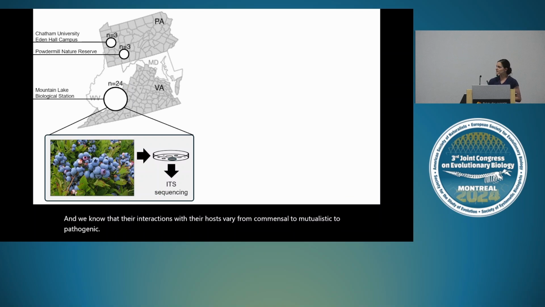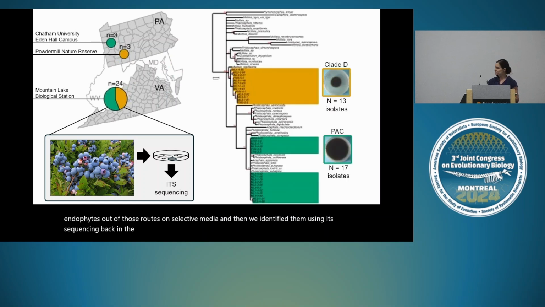And so in this study, we sampled endophytes from 3 different study sites in Pennsylvania and Virginia. At each site, we collected blueberry roots from lowbush blueberry. We cultured endophytes out of those roots on selective media, and then we identified them using ITS sequencing back in the lab. And so today I'm going to tell you about a group of 30 isolates.